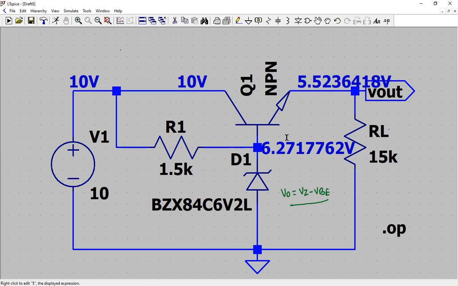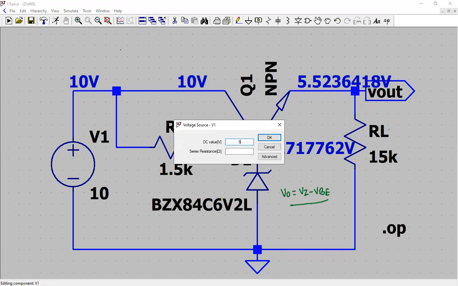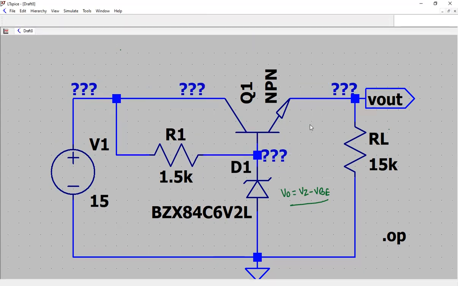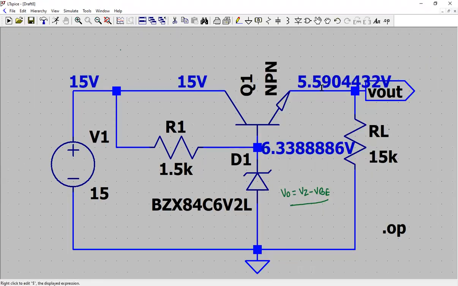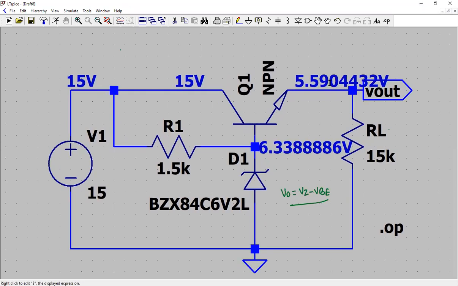Essentially, what is happening is that the VBE is adjusting itself. That is why the base current is being changed, which changes the emitter current, which is nothing but the load current, and the RL variations are still taken into account. What about the input changes? Let's say from 10 it goes to 15, and we'll click here and boom. So we still have a constant 5.59 at the output, which is manageable. There are some changes, of course.